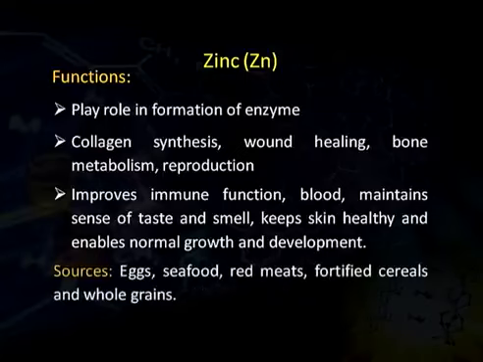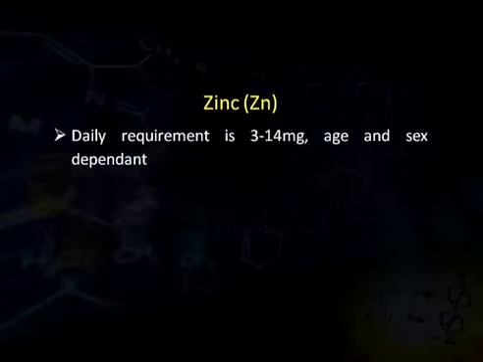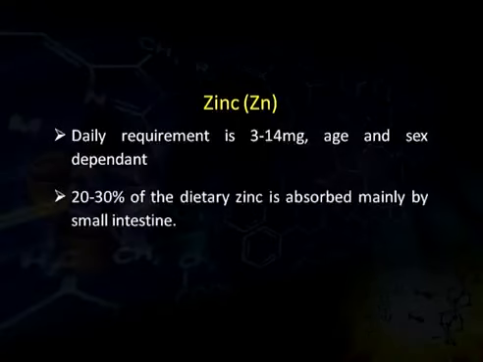Its sources include eggs, seafood, red meat, fortified cereals and whole grains. Daily requirement of zinc is 3 to 14 milligram and it is age and sex dependent. 20 to 30% of the dietary zinc is absorbed mainly by the small intestine.